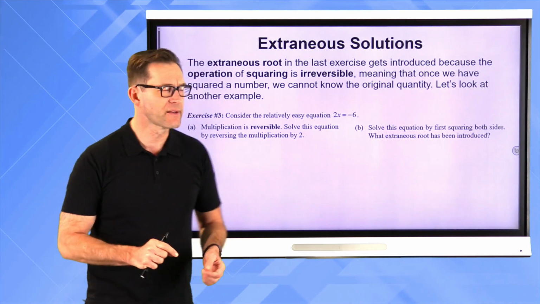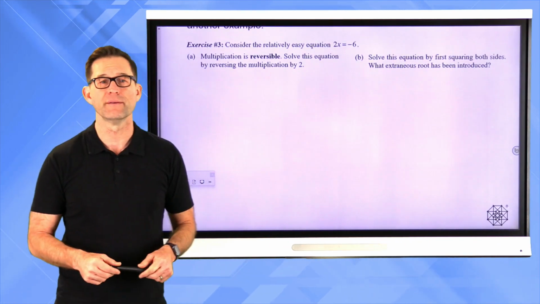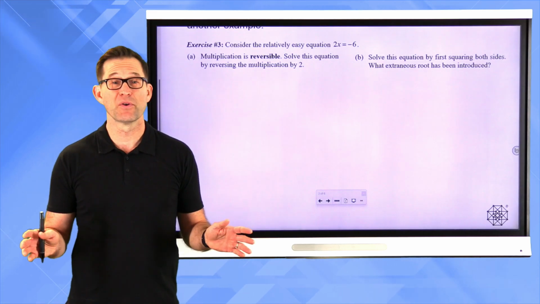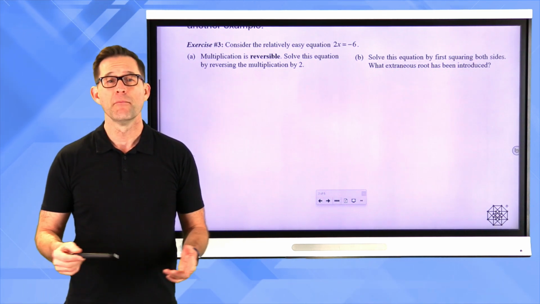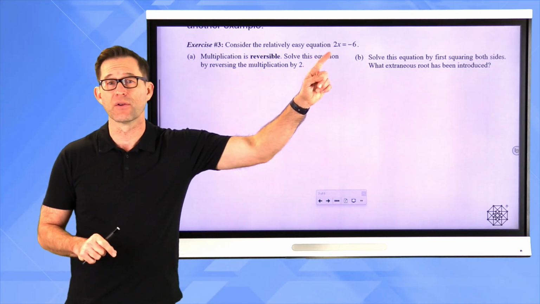And let's look at an exercise that really hammers that home. Exercise number 3. Consider the relatively easy equation 2x equals negative 6. Letter A. Multiplication is reversible, generally speaking. Solve this equation by reversing the multiplication by 2. This should be super duper simple. This is an equation you could have solved either in 6th or 7th grade. Pause the video now and figure out what the one and only solution to this particular equation is.